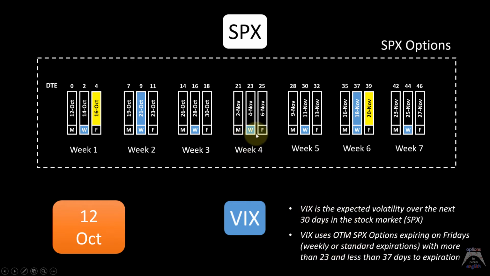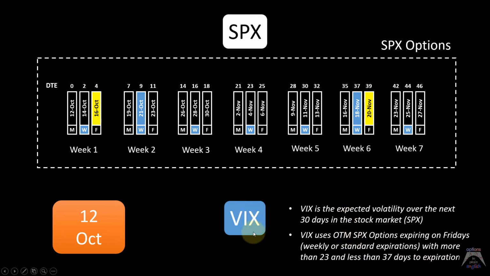We have Monday, Wednesday, and Friday SPX options. Mondays and Wednesdays expirations are not used by VIX. So we're not going to look at those. We're only going to look at Fridays, and we're going to look at both standard and weekly expirations. So they have to be more than 23 and less than 37 days. So they're going to be consecutive weeks. So they're going to be 1 week apart.